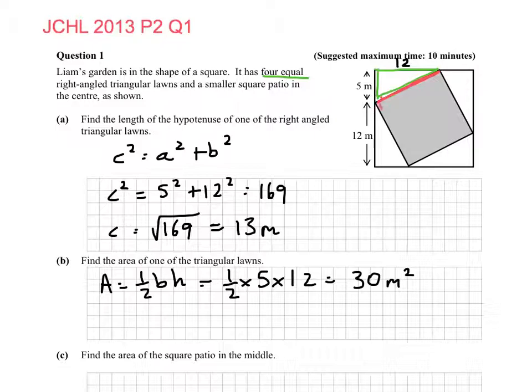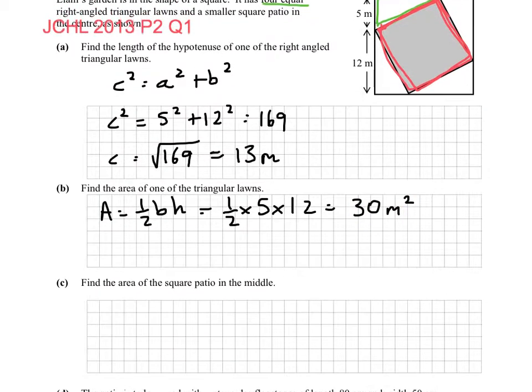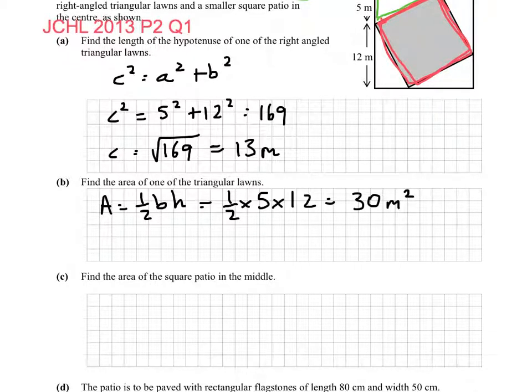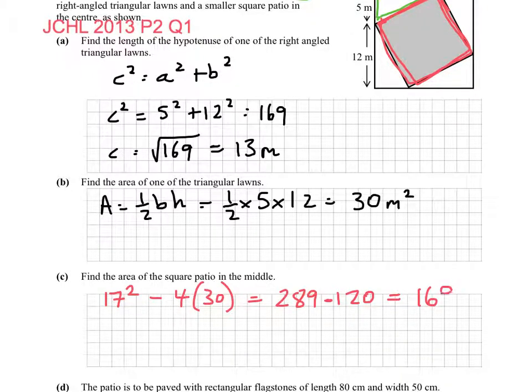We're next asked to work out the area of the square patio. There's two ways of doing this. Our first option is to work out the area of the entire garden and take away 4 lots of the area of the lawns. So we have the entire garden is 17 squared, and from that we're going to take 4 lots of the triangular lawns, giving us an area of 169 meters squared.